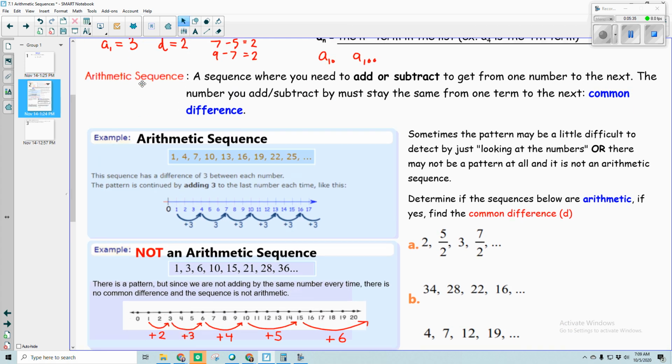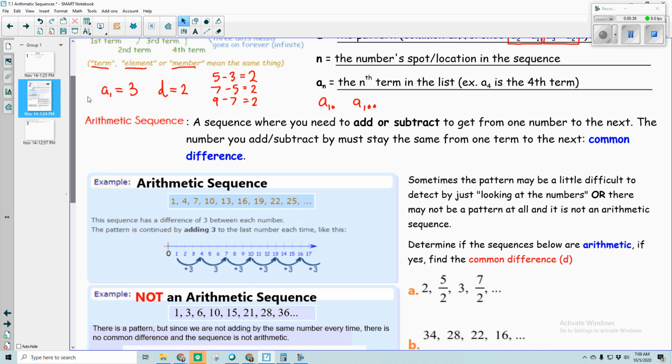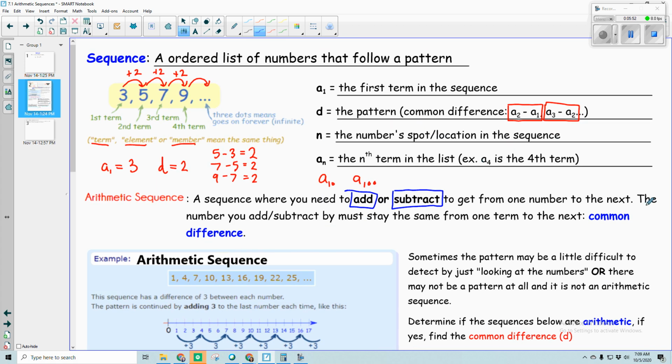All right. Next, we'll look at the definition of an arithmetic sequence specifically, because that's what we're focusing on right now. So it's just a sequence where you have to add or subtract to get from one number to the next, like we were adding by 2 here. The number you add or subtract by must stay the same. So that's the big thing here. It has to stay the same from one term to the next.